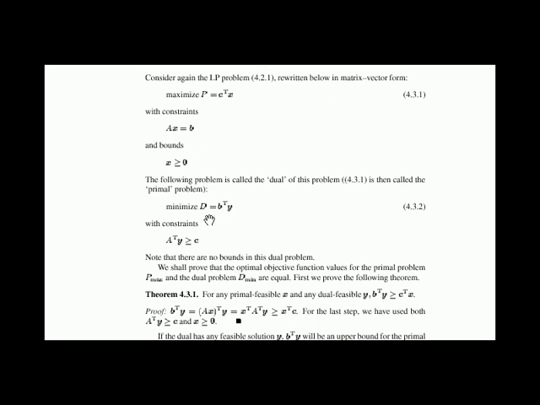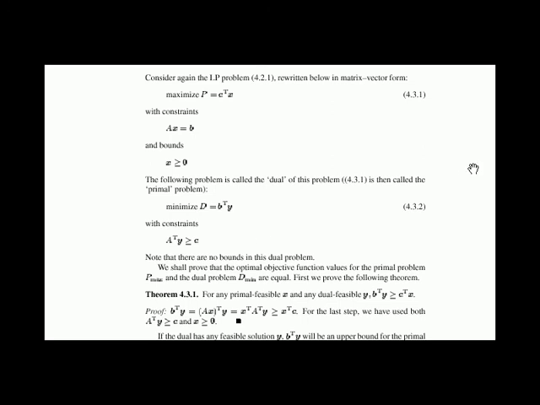So, in fact, the solution of the dual problem is the same as the solution of the primal problem. That is, the maximum objective function of the primal problem is the same as the minimum objective function of the dual problem. That doesn't mean that X and Y are the same. In fact, they're not even the same length. X is an n vector and Y is an m vector, but the minimum of D is equal to the maximum of P.